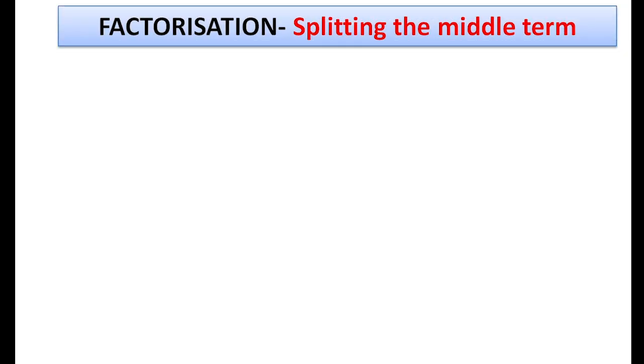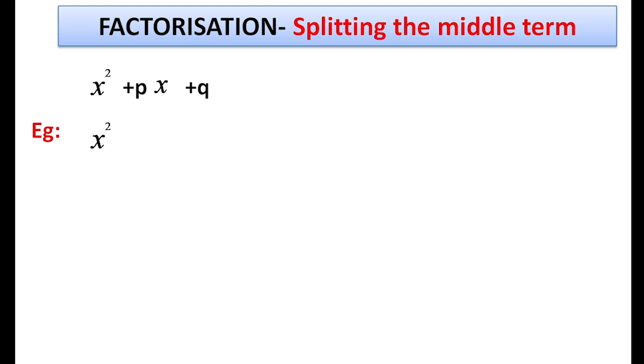Hi students, today we will discuss how to factorize an algebraic expression of the form ax square plus bx plus c by splitting the middle term. I have already explained how to factorize an algebraic expression of the form x square plus px plus q. Let's consider one example. This I have already explained in my previous video. The same method only we are applying in ax square plus bx plus c form also. That's why I am explaining it once again.